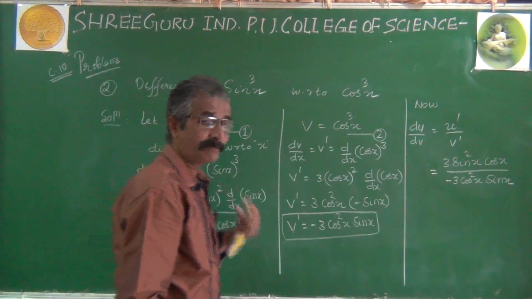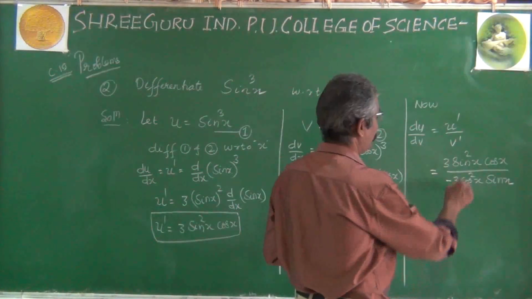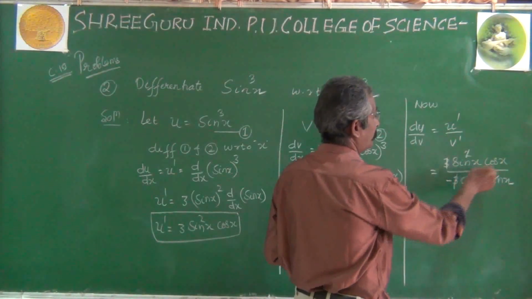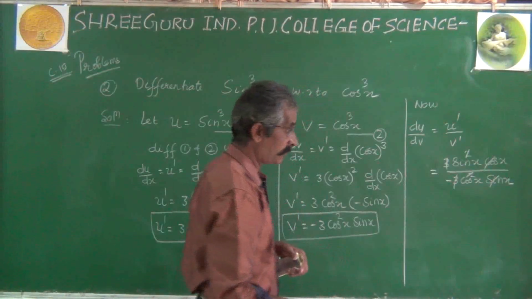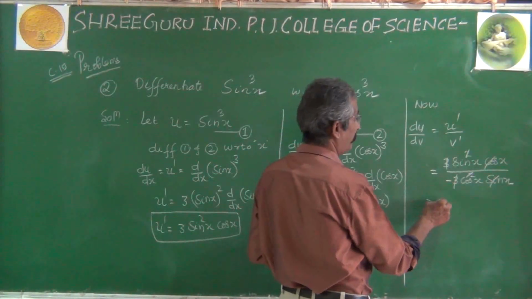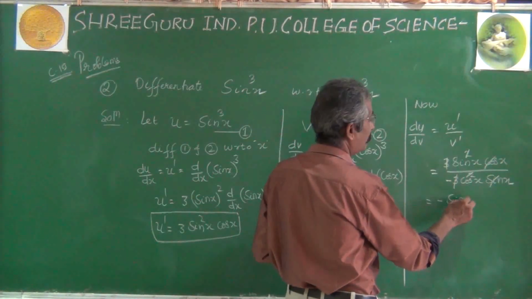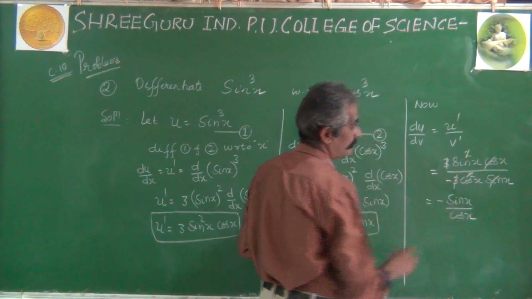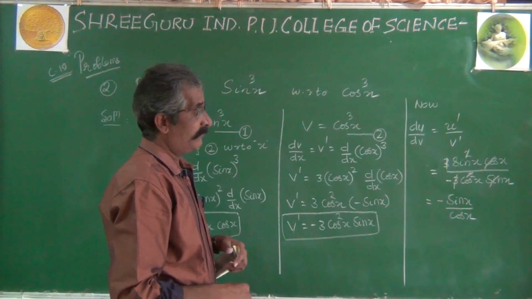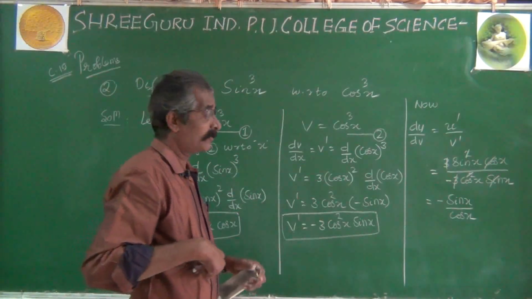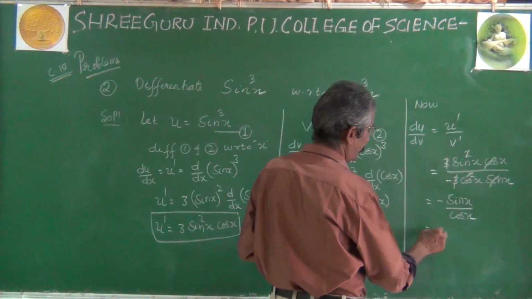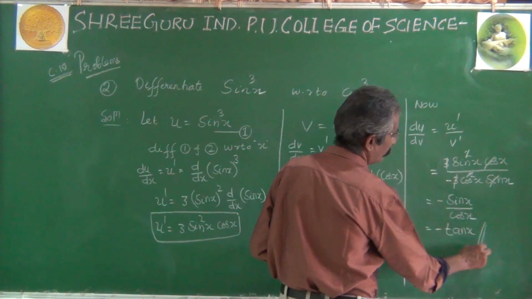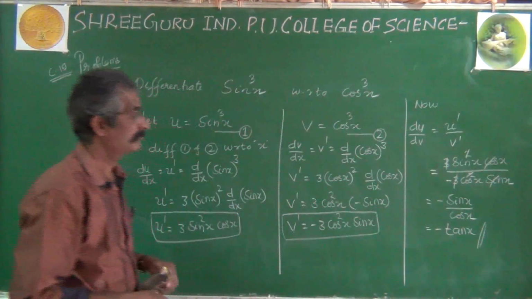Next we have some simplification that we shall complete. 3 cancels. 1 sin x and 1 cos x will also get cancelled out. Left is minus of sin x divided by cos x. And finally, sin x divided by cos x will be equal to tan x. That's the required answer.